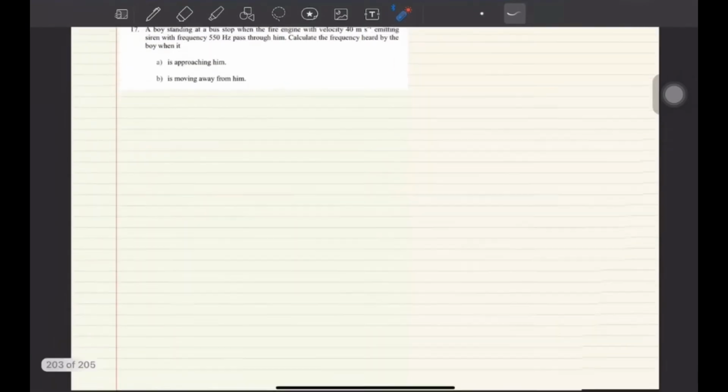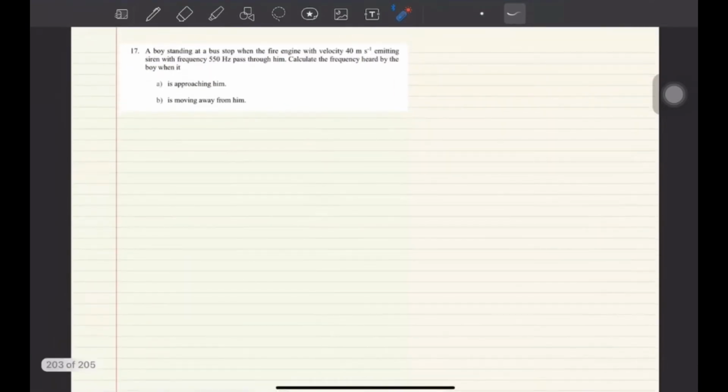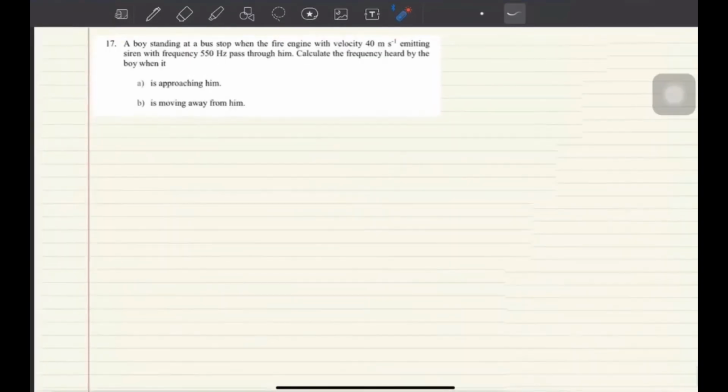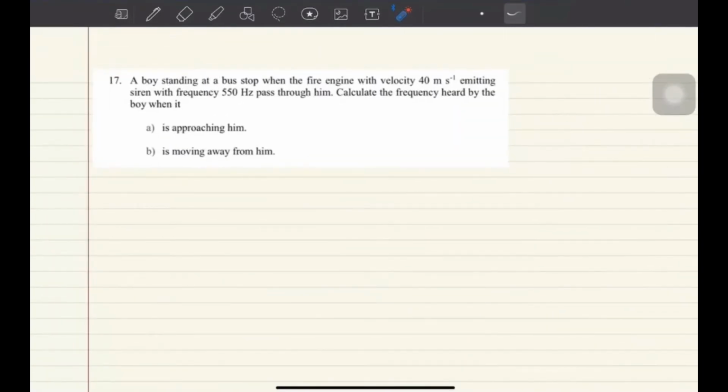Question number 17. Try to read it. We try to read the question. Try to think whether you have an increase in frequency or a lower frequency.